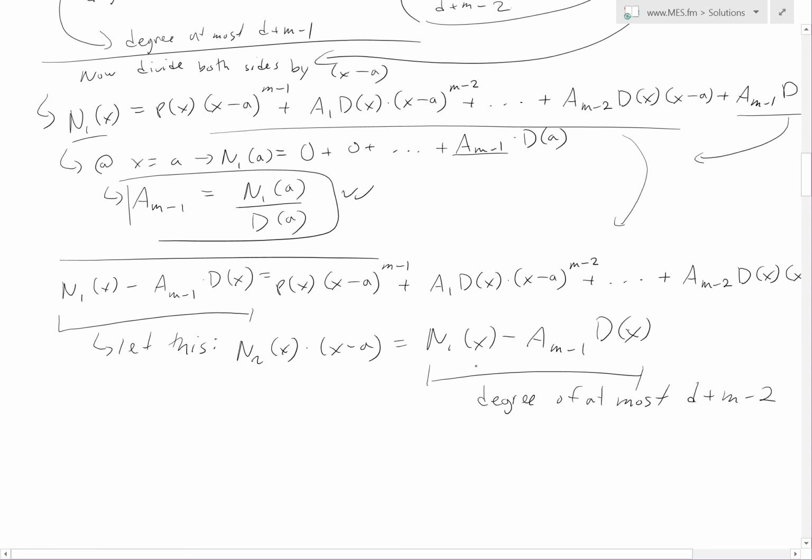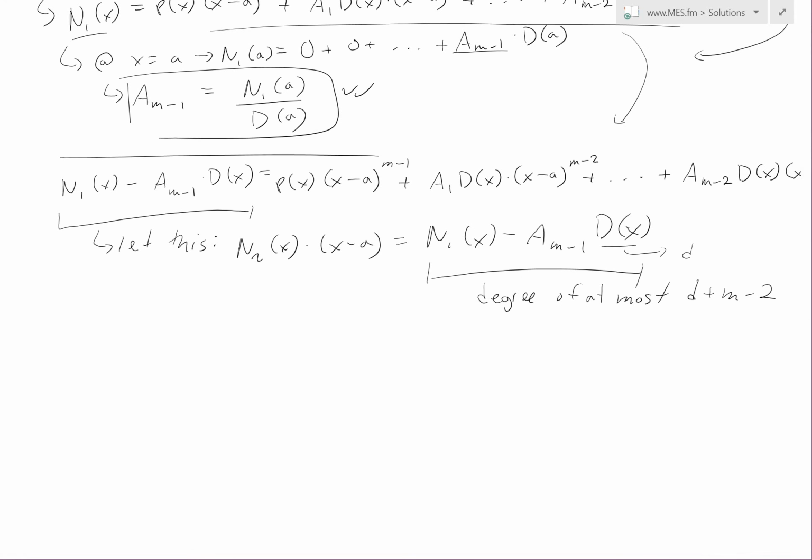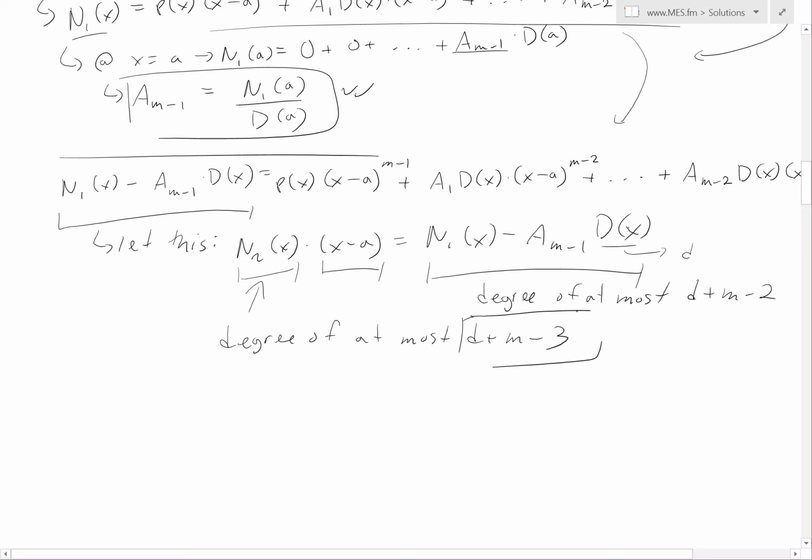Yeah, because we're dealing with this, which is at degree d plus m minus 2, this is just degree at most d, but we're having a plus m here. So this is the highest, and then when we subtract 1 degree with this x minus a, this n2 becomes, well, degree at most 1 minus this whole thing, d plus m minus 3. So we do that, and then we keep repeating.